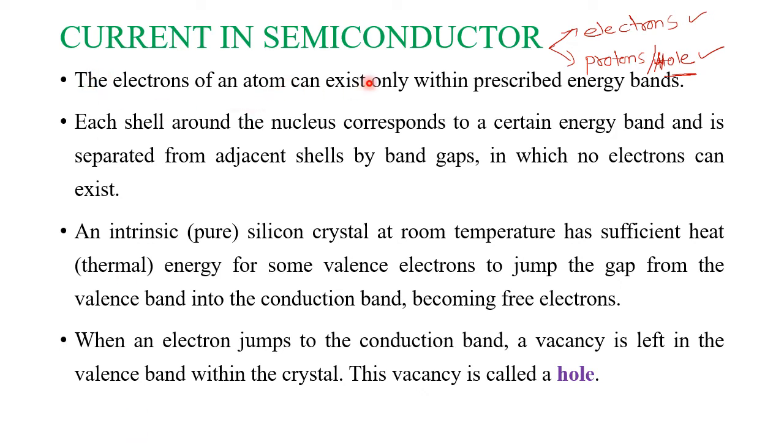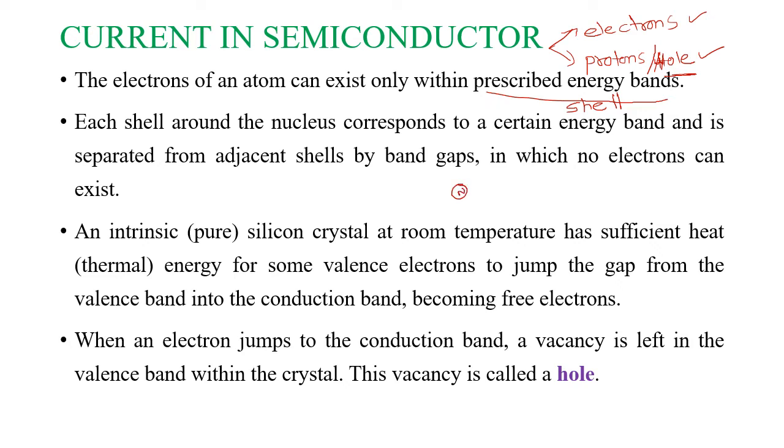Okay, the electrons of an atom can exist only within a prescribed energy band. That one we have already seen, that the electrons exist only at a prescribed band. Prescribed energy band is nothing but the shell, right? So the electrons are present in the shell. Each shell around the nucleus corresponds to a certain energy band and is separated from the adjacent shell by a band gap.